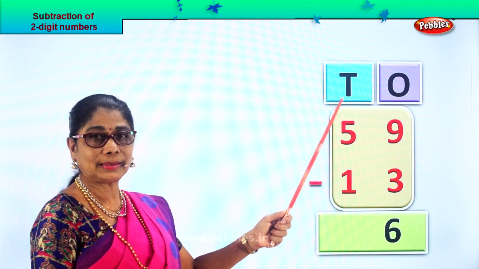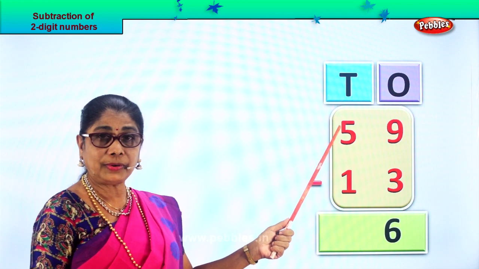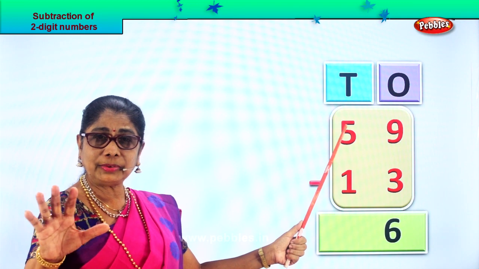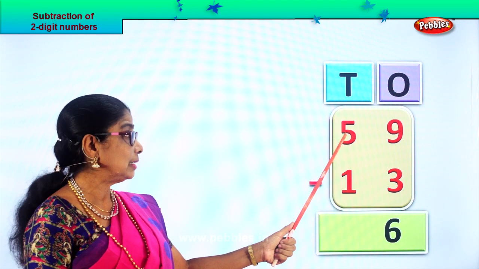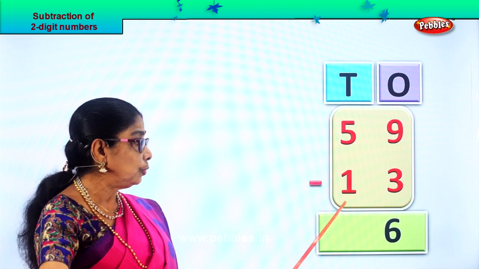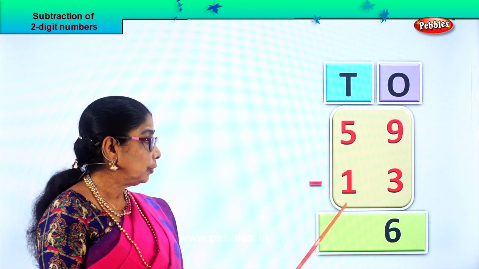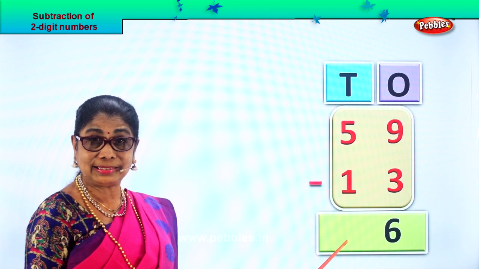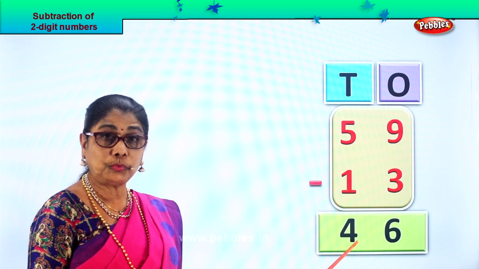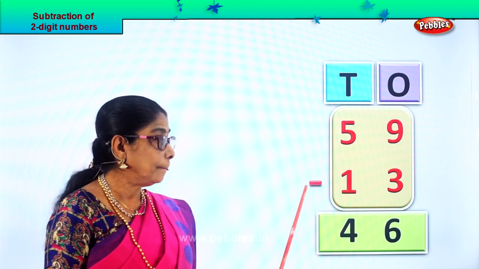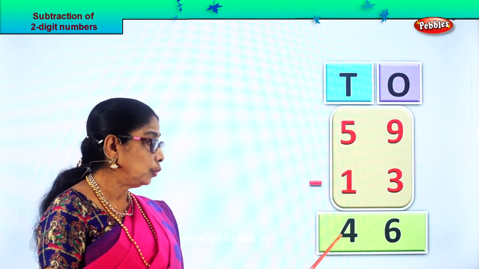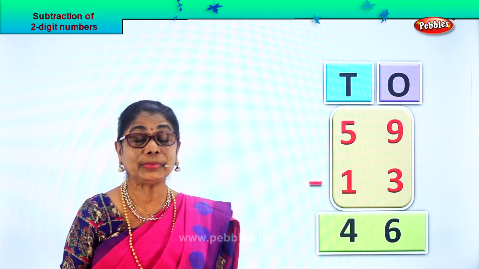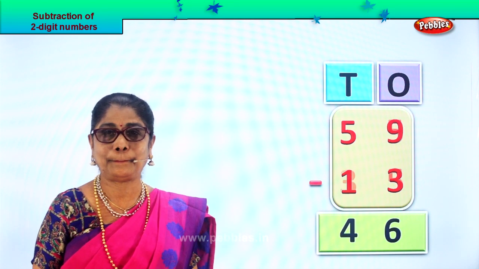Let's go to the tens. In the tens place, we have 5 minus 1, or 5 take away 1. What is 5 take away 1? 4. Yes. 5 minus 1 gives you 4. Your answer is 4 tens. 59 minus 13 gives you 4 tens, 6 ones, 46. Did you enjoy? Let's look at another new sum.